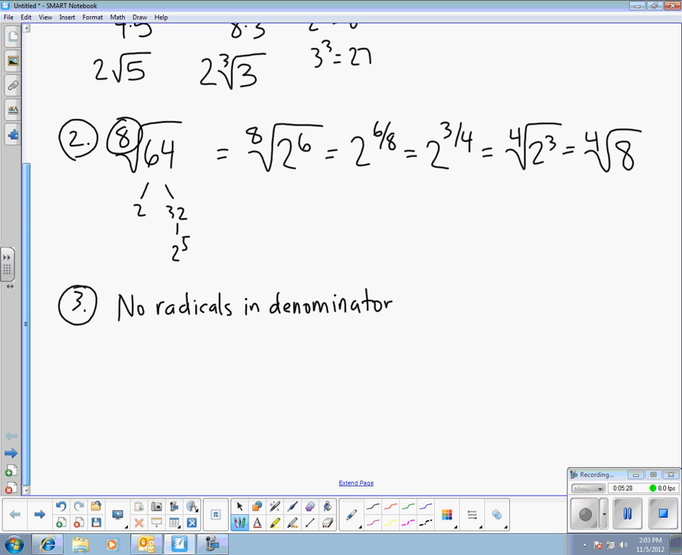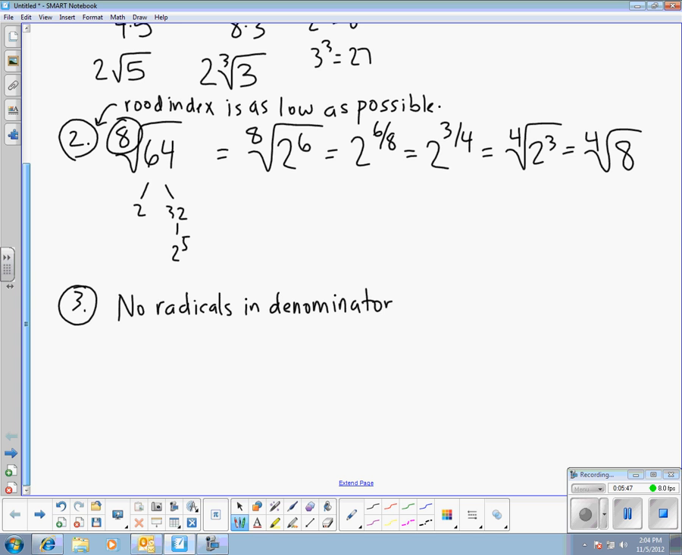And while I'm thinking of it, I should have named rule 2. So go back and put root index is as low as possible. So when you look back at this, you'll know what you were doing. We're trying to get that 8 to be smaller.